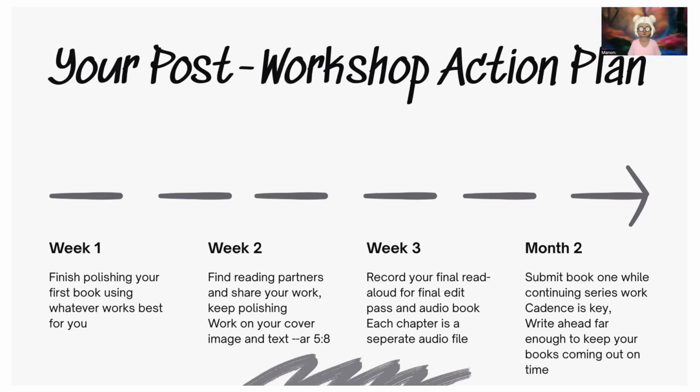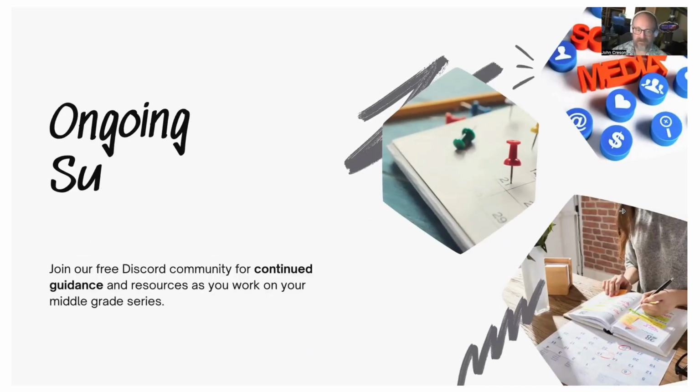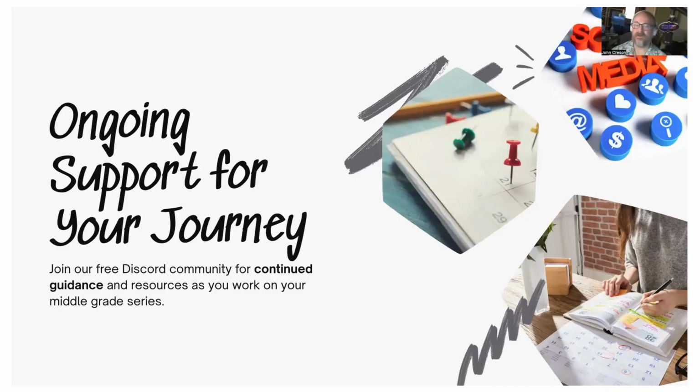And then month 2, theoretically, submit book 1 while continuing series work. Cadence is key. Write ahead far enough to keep your books coming out on time. So aim for a book a week, a book a month, a book every 3 months, whatever it is. The closer in time you can make it, the better Amazon will love you. But if you dump it all in 3 days, it might be like, oh, did you use AI for this? And is it any good?